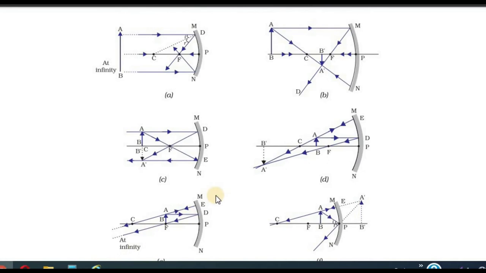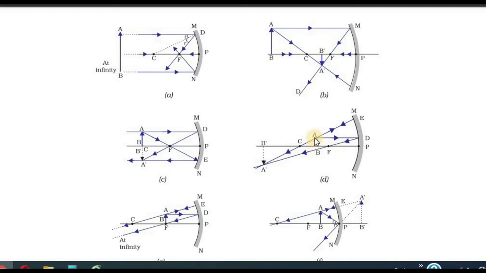Now, for the case of object placed at the center of curvature C, where can we have the image? First, one incident ray is reflected through the focus, and another incident ray which passes through F will be reflected parallel to the principal axis. These two reflected rays will meet at the point A dash, and with B dash, you can have the image A dash B dash.